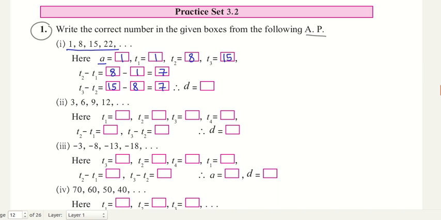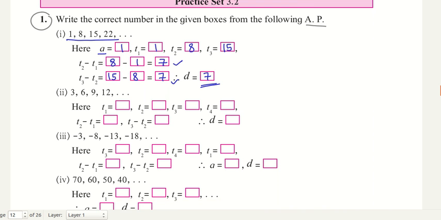And therefore we see that the common difference is equal to 7, because in both cases our difference was 7. The difference between any two consecutive terms is the common difference. Here T2 minus T1 is the common difference, which is 7, and T3 minus T2 is also the common difference, which is 7. So therefore our value of d is 7, and that is our answer. Similarly we have to solve the others also.